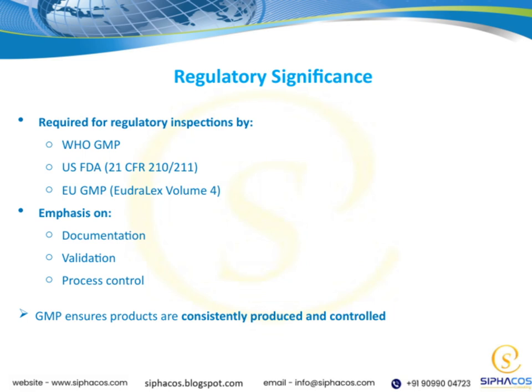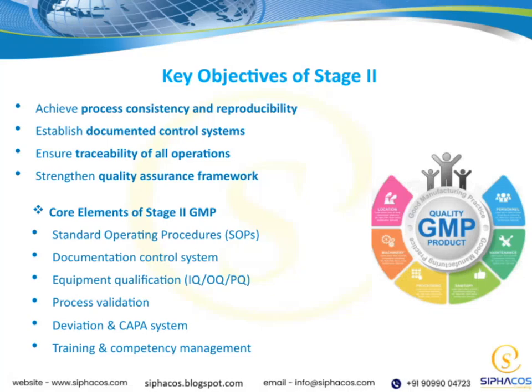Ultimately, GMP isn't just about following rules. It's about ensuring that products are consistently produced and controlled to meet quality standards. This consistency protects patients and builds trust in our products, which ties back to our overall goal of delivering safe, effective medicines.